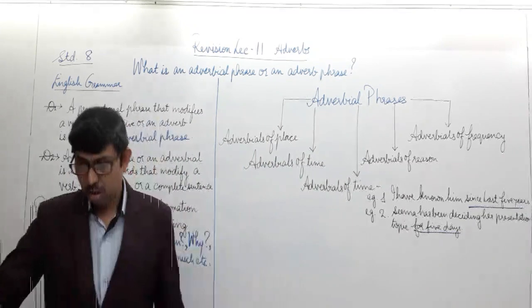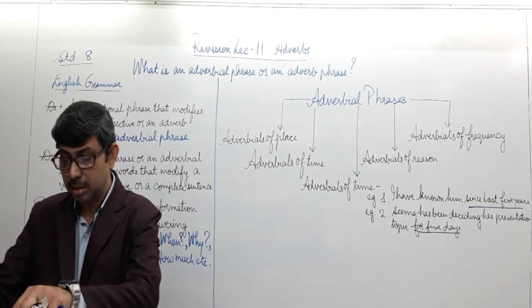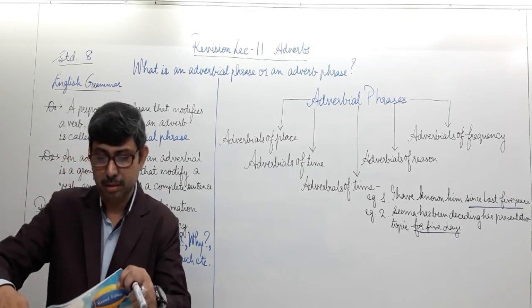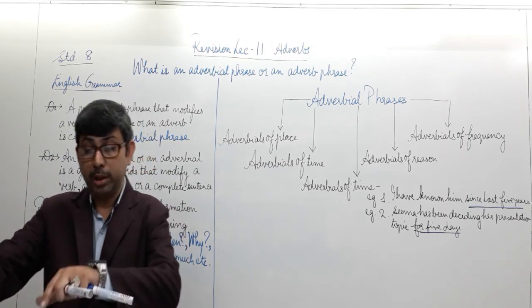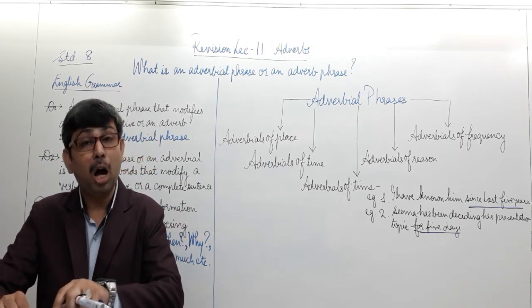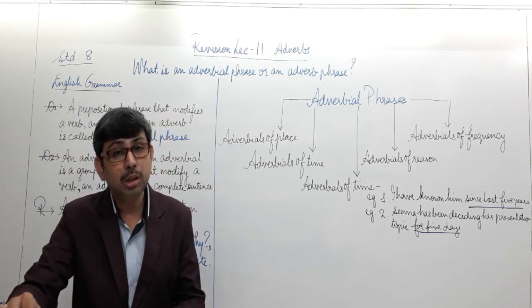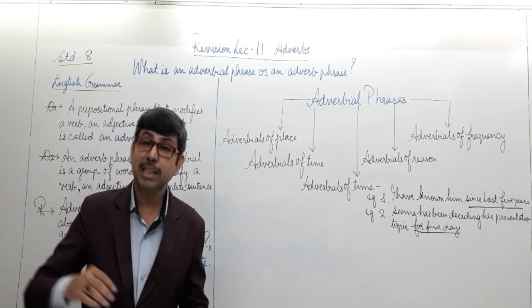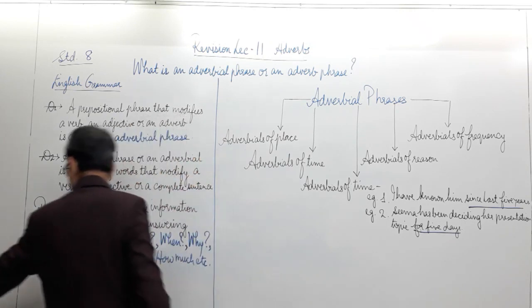Well, the next adverbial phrase that we will be discussing is the adverbial of manner. The adverbial of manner tells us how, or in what manner or in what way, the action has been performed or executed. Let us see three examples related to the adverbials of manner and understand better about it.